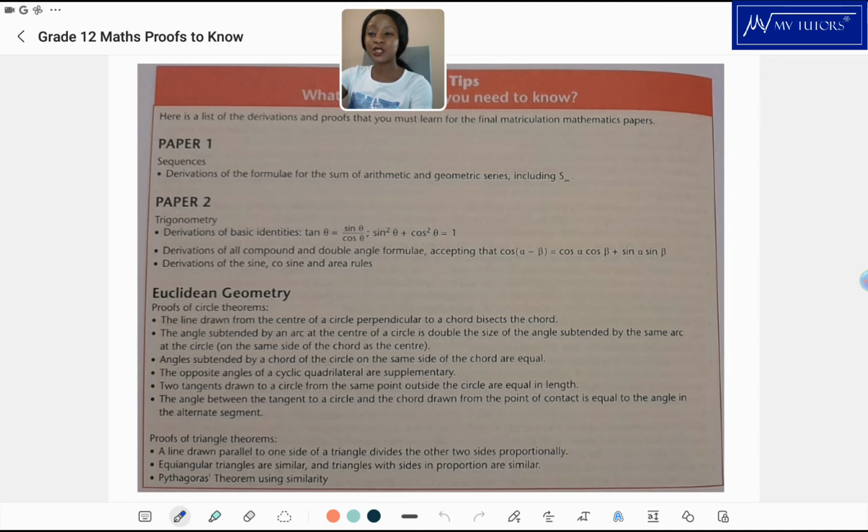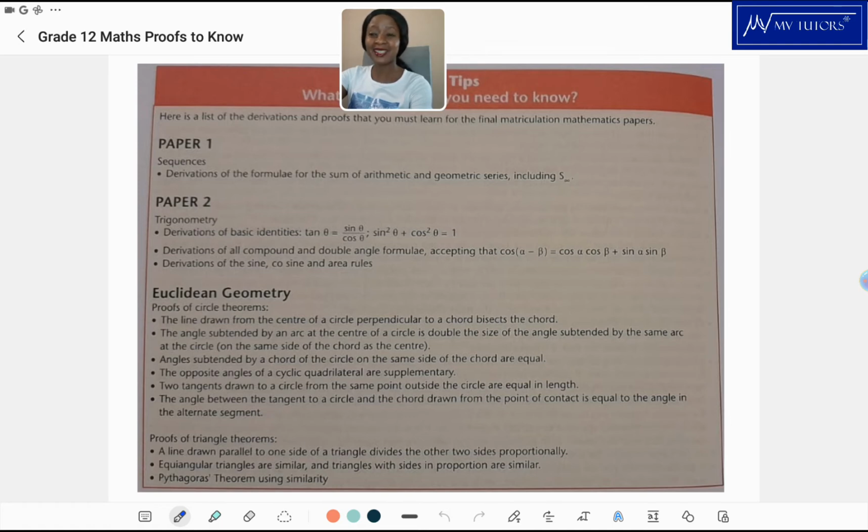We need to show that the line drawn from the center of a circle perpendicular to a chord bisects the chord. Also prove that the angle subtended by an arc at the center of the circle is double the size of the angle subtended by the same arc at the circle. Angles subtended by a chord of the circle on the same side of the chord are equal. Two opposite angles of a cyclic quadrilateral are supplementary. Two tangents drawn to a circle from the same point outside the circle are equal in length.